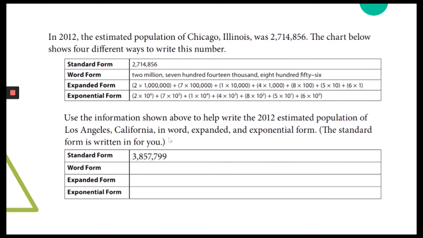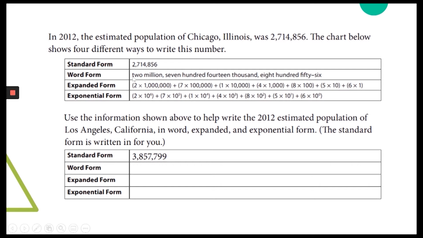Let's start with a quick place value review. The top portion is going to help us fill out the bottom. In 2012, the estimated population of Chicago, Illinois was 2,714,856. The chart below shows 4 different ways to write this number. We have standard form, word form, expanded form, and exponential form.